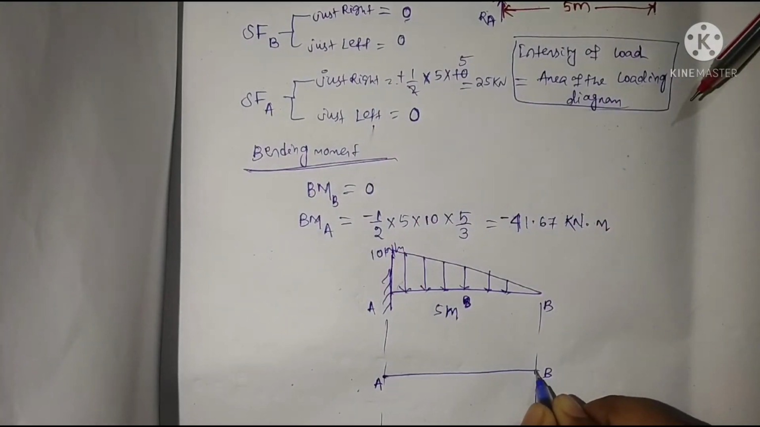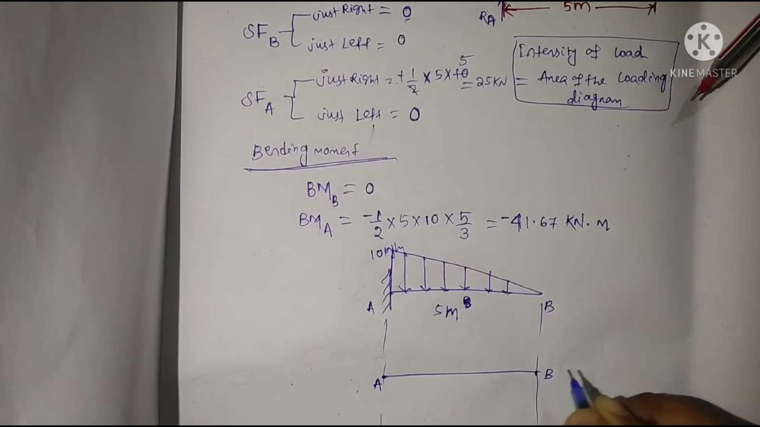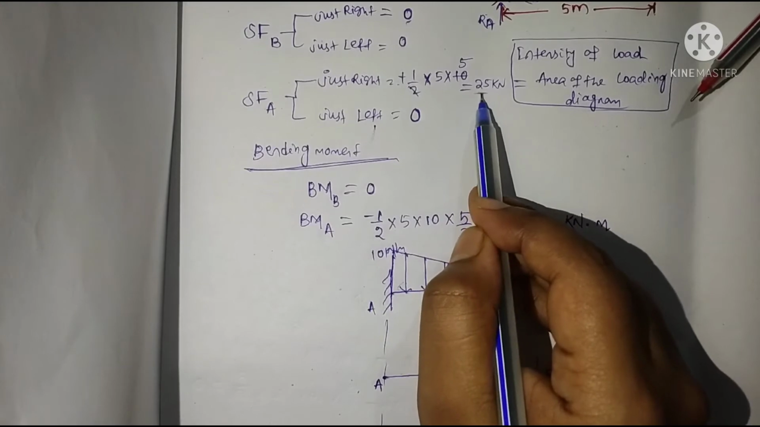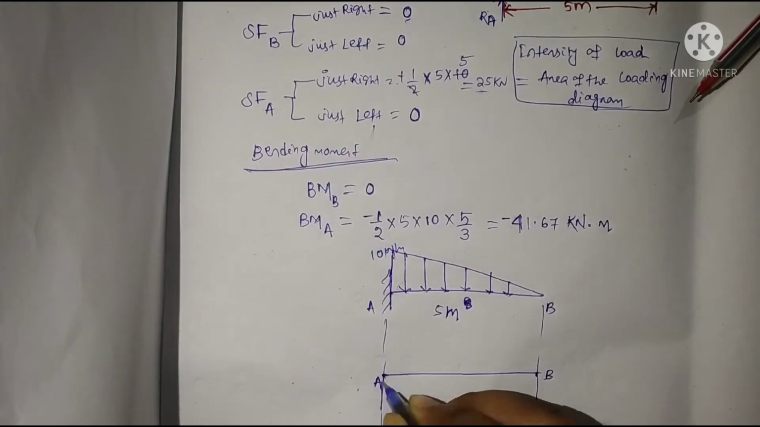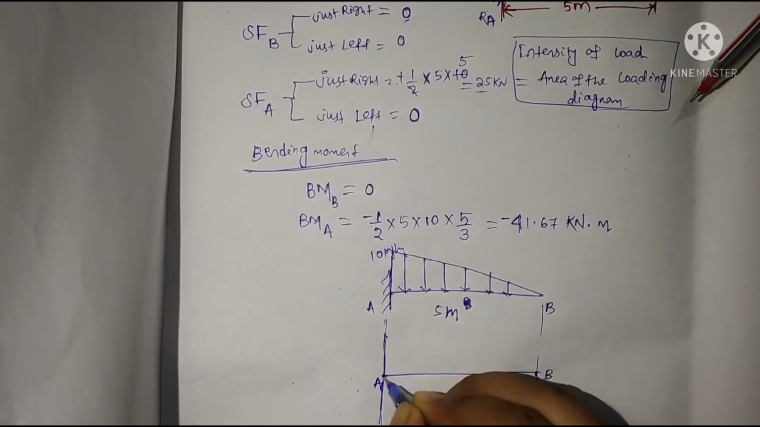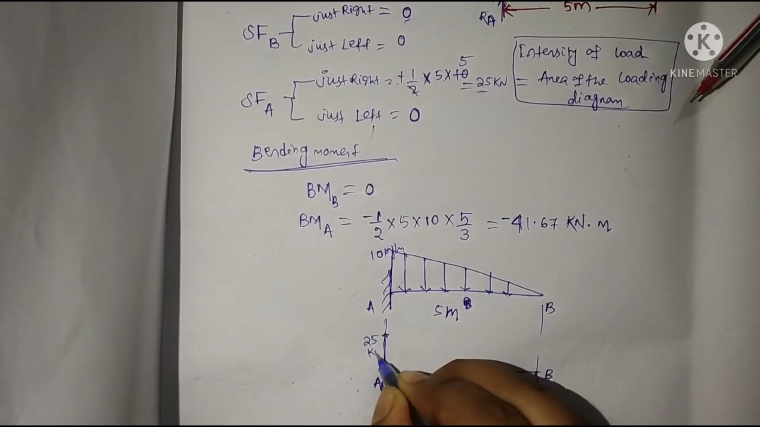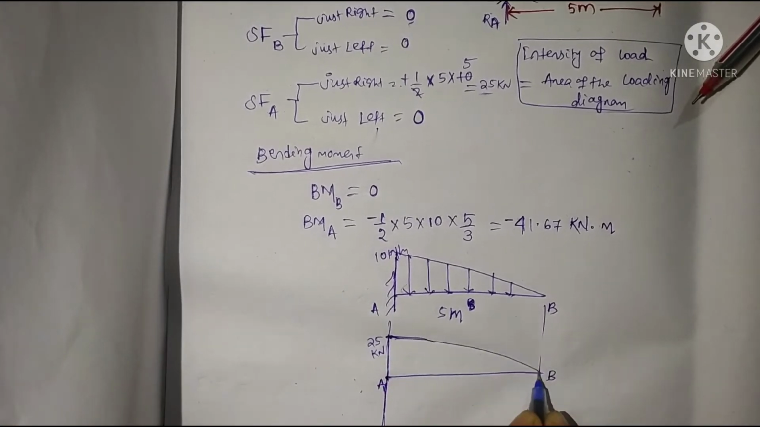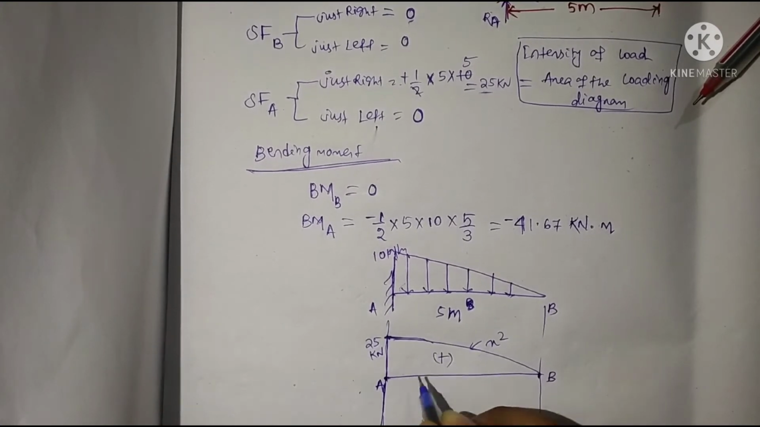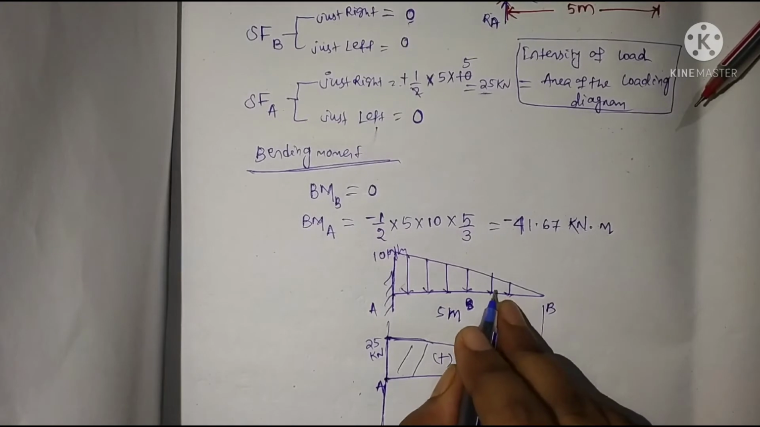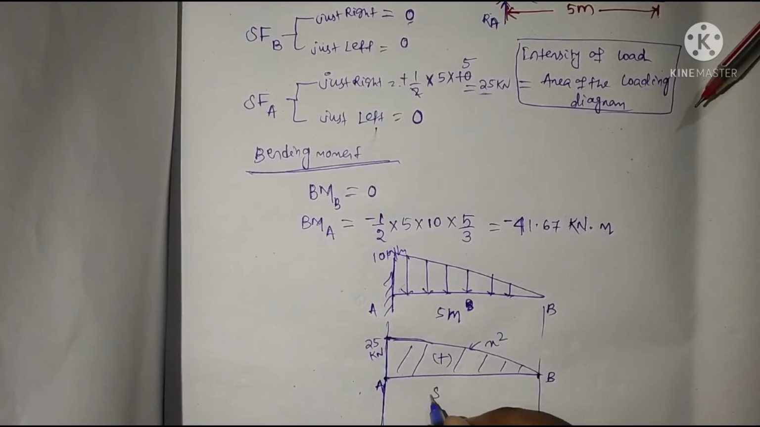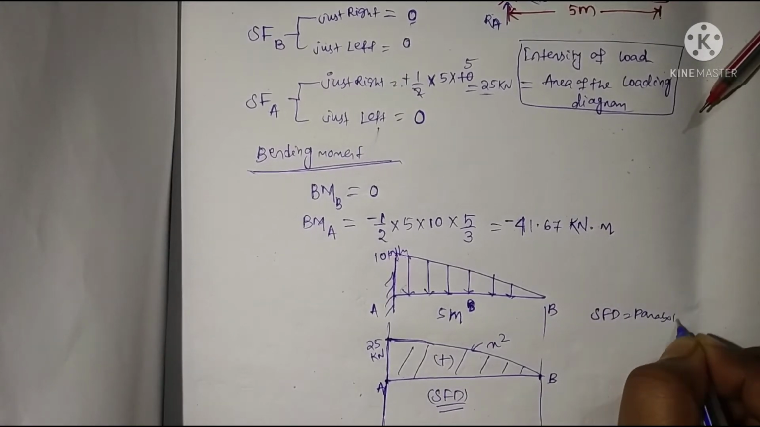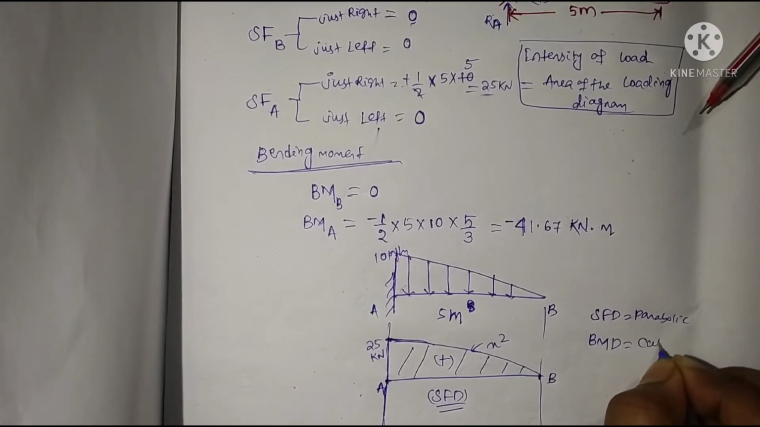So here the shear force will be 0. Now at point A, the shear force will be 25 kilonewton. This is positive, so we draw it upward, that is 25 kilonewton. And now we draw it in which shape? It is parabolic, because in case of uniformly varying load, the shear force diagram is parabolic, and the bending moment diagram is cubic.